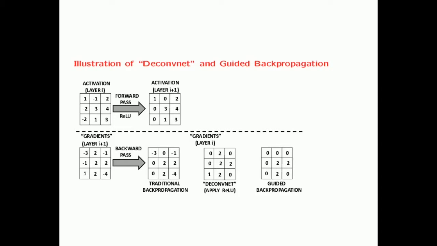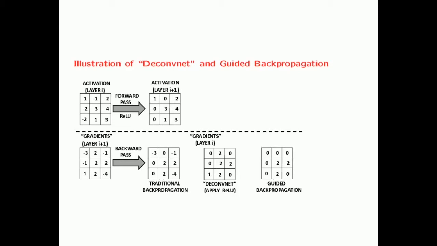Now, how does this affect backpropagation? I've shown all 3 cases. How do you backpropagate the gradient from layer i plus 1 to layer i? Traditional backpropagation is easy to say. This is how any conventional neural network would do it. You set those same entries to 0 for which the input was negative. However, in deconvnet, what you're really doing is applying a ReLU on the gradients of layer i plus 1. When you apply a ReLU, you can see that different entries are being set to 0. 4 entries are being set to 0. That's the top left entry, which is -3. That is set to 0.